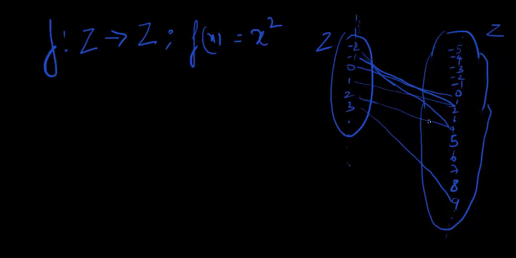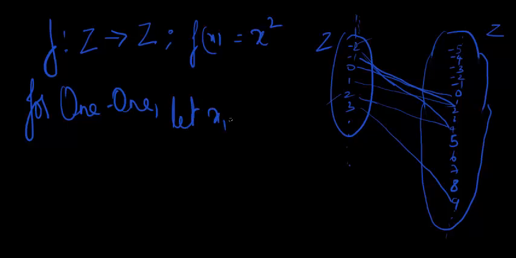So we already know that this is not a 1-1 function, because this element minus 2 and this element 2 both have the same image, which is 4, and hence this is not a 1-1 function. Okay, now how do we prove that? For 1-1. Again, I'm going to go with the same proof.